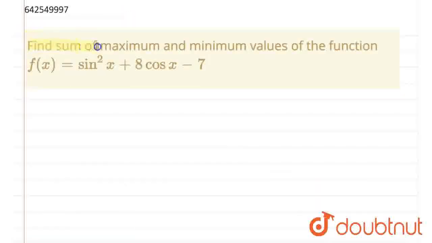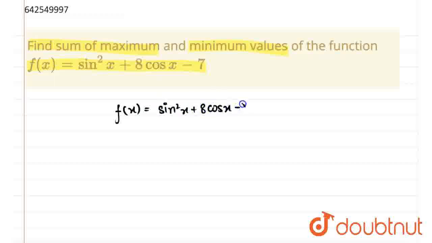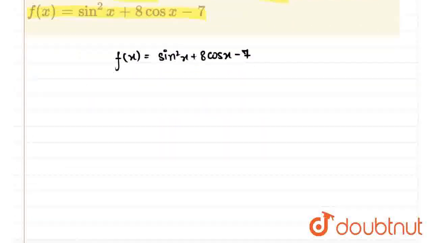Find the sum of maximum and minimum value of the function f of x is equal to sine square x plus 8 cos x minus 7. So the question says that f of x is equal to sine square x plus 8 cos x minus 7, and we have to find the sum of maximum and minimum values of this function. So let's start.